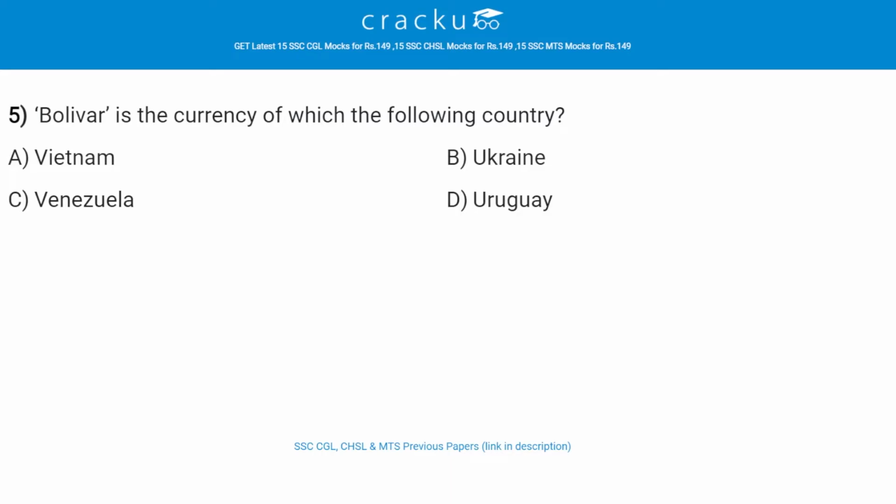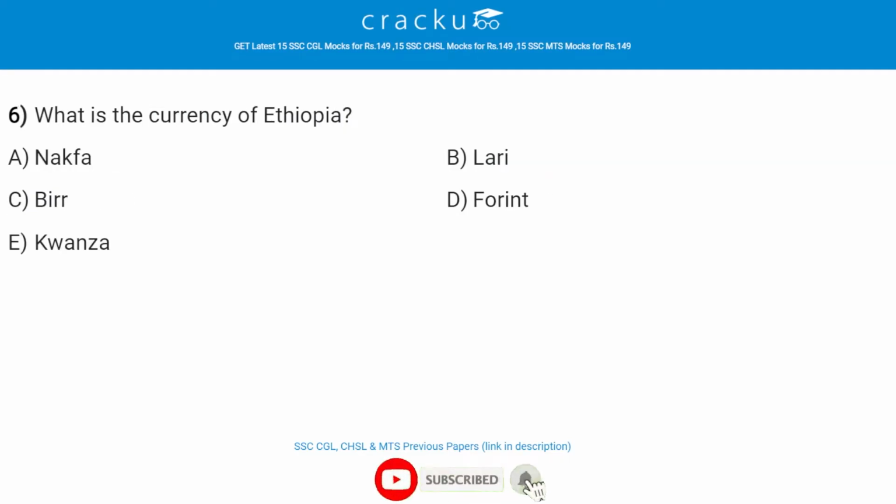Bolivar is the currency of which of the following countries? The correct answer is C, Venezuela. What is the currency of Ethiopia? The correct answer is C, that is birr. The birr is the unit of currency in Ethiopia. It is subdivided into 100 centim.